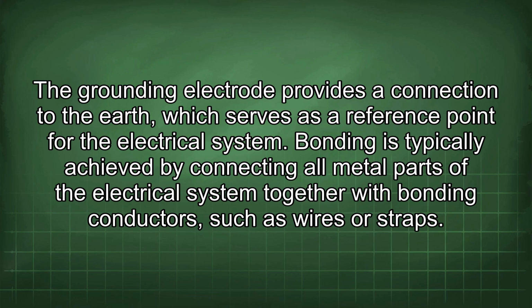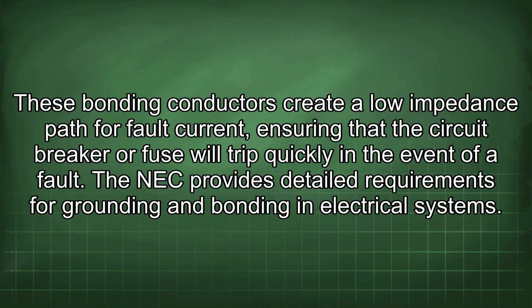Bonding is typically achieved by connecting all metal parts of the electrical system together with bonding conductors, such as wires or straps. These bonding conductors create a low impedance path for fault current, ensuring that the circuit breaker or fuse will trip quickly in the event of a fault.